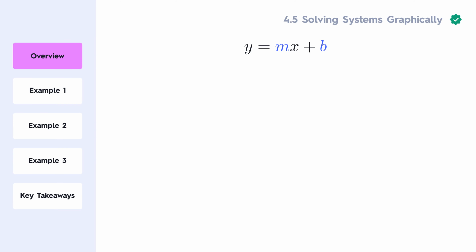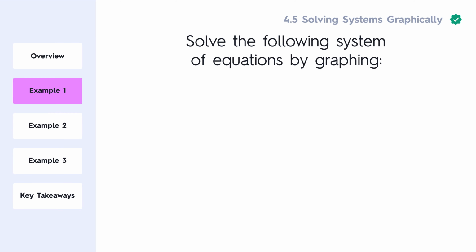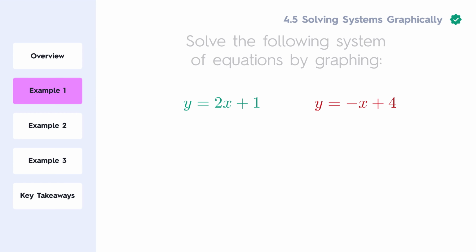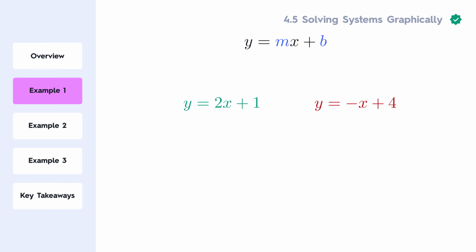Let's get started. Solve the following system of equations by graphing: y = 2x + 1 and y = -x + 4. First, let's identify the slope and y-intercept of each line. Remember, each equation is in slope-intercept form, y = mx + b, where m is the slope and b is the y-intercept. For the first equation, the slope is m = 2 and the y-intercept is b = 1. For the second equation, the slope is m = -1 and the y-intercept is b = 4.